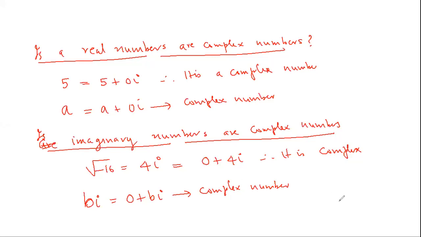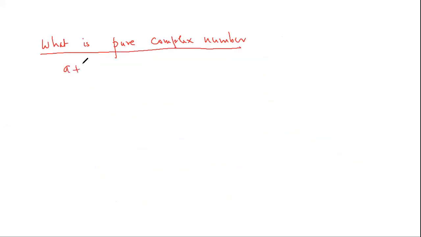Written? Can I change? Then what is a pure complex number? a plus bi is a pure complex number if neither a is 0 nor b is 0. Then it is called a pure complex number.